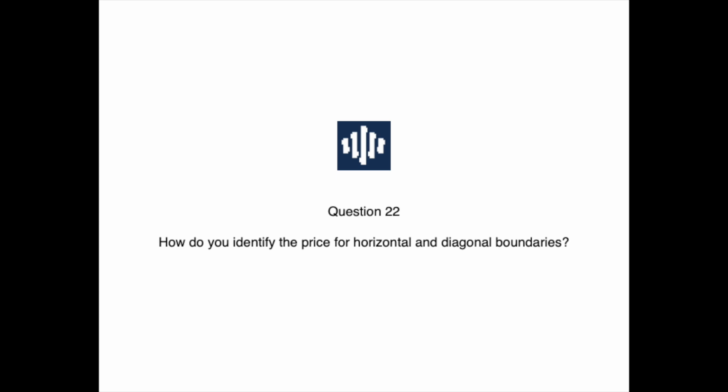How do you identify the price for horizontal and diagonal boundaries? You draw the boundary, and that usually is the high price of those minor highs, and you check what that price is, and that's how you identify.